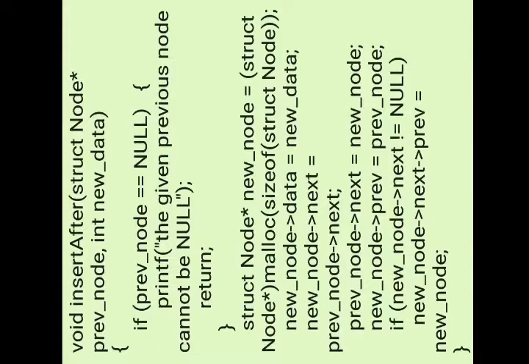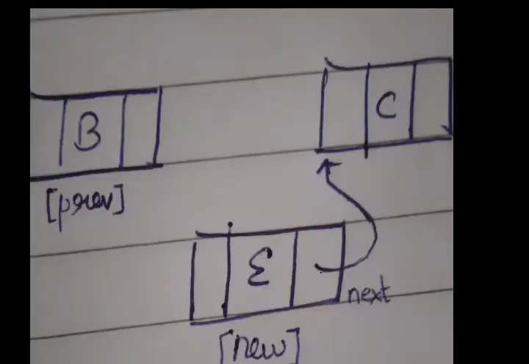Then allocate a new node and add data into it. That's the normal procedure, you know. Then new node next equal to previous next. Here the new node is E. Who is the previous node? B is the previous node of E. B's next field is pointing to C.